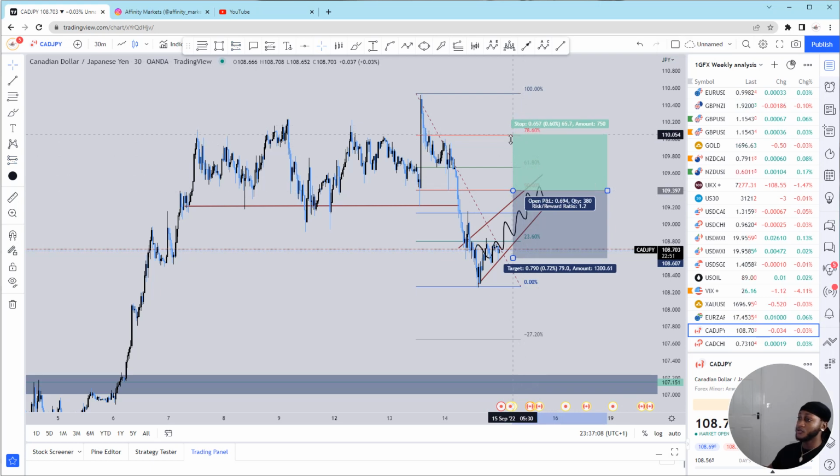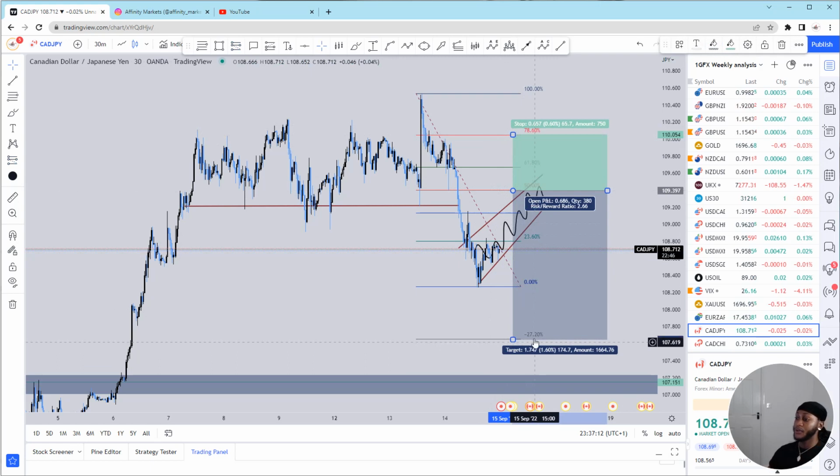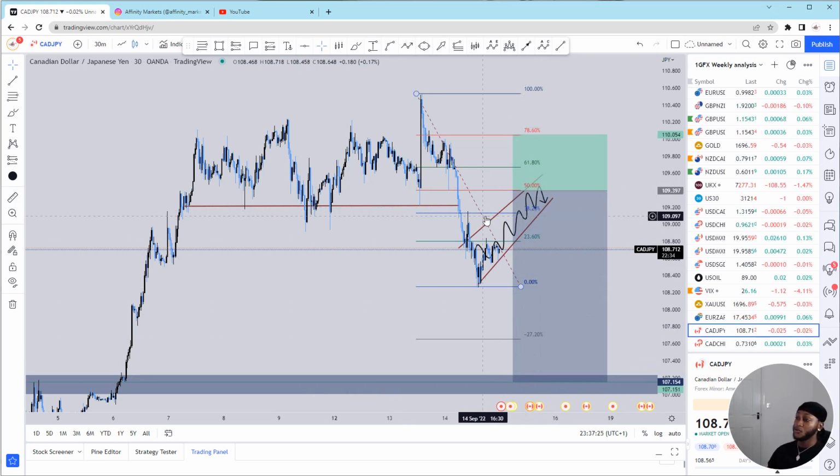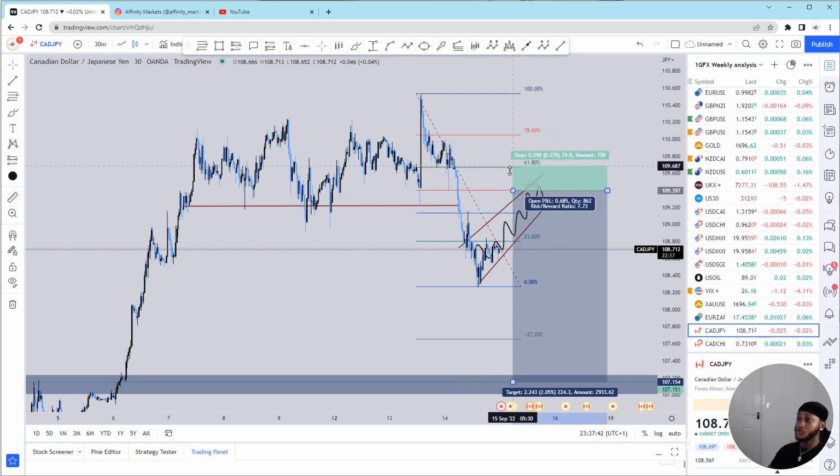Normally my stop loss will be right by my 78.60, and my overall take profit would normally be back to my 27.20, or you can see we have this major support that we're looking for, so we can target that downside. TP1 for me, if I got my 50% as my entry, will be my 38.20, my TP2 will be my 23.60, and my overall take profit would be my 0.0%. Once I hit TP1, I normally move my stop loss straight to my entry point.